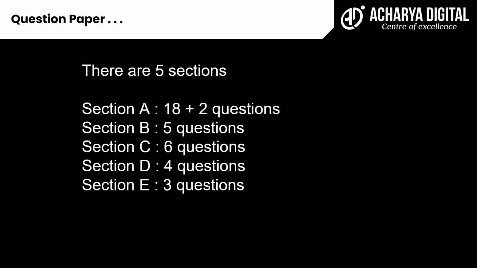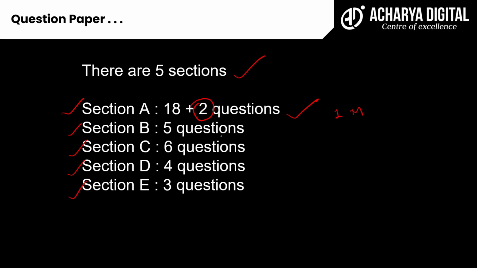So let us see the structure of the question paper. You all must be knowing there are 5 sections in a question paper. Section A, B, C, D and E. So section A is MCQ, multiple choice question based section. Here there are total 20 questions. Out of that, last 2 questions are assertion reason based questions. It is carrying 1 mark each.